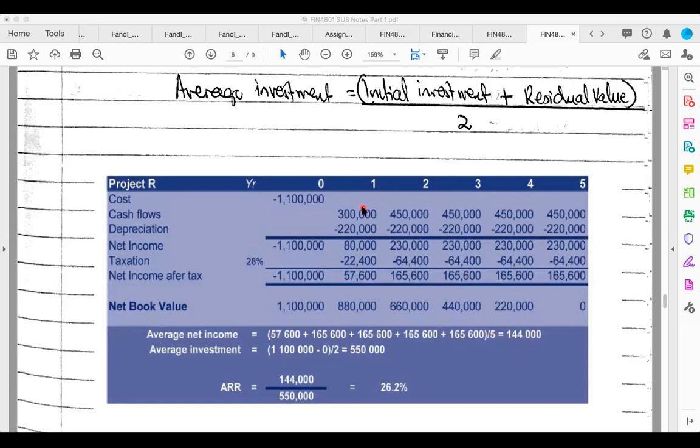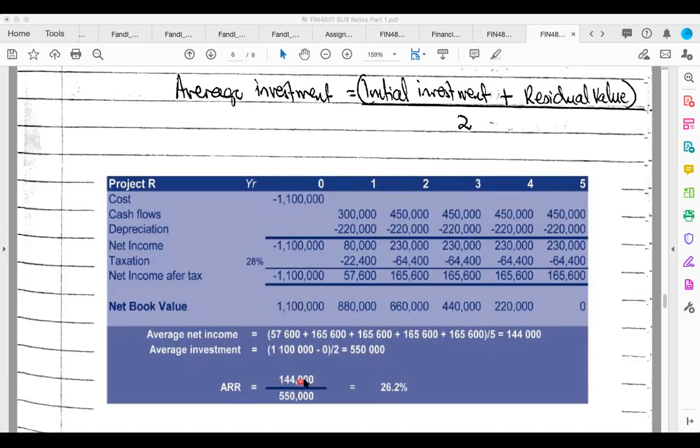We can assume that this particular project has 0 residual value. So we say 1,100,000. This should be plus, it shouldn't be minus. I think it's a printing mistake. We say 1,100,000 plus 0, divided by 2, and we get 550,000. That gives us the average investment.